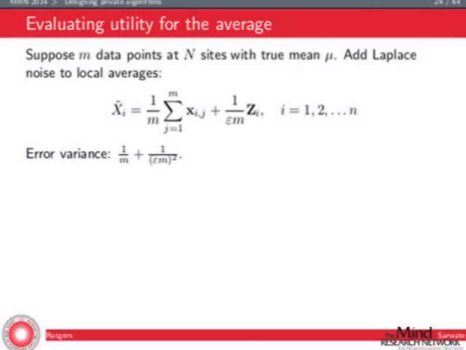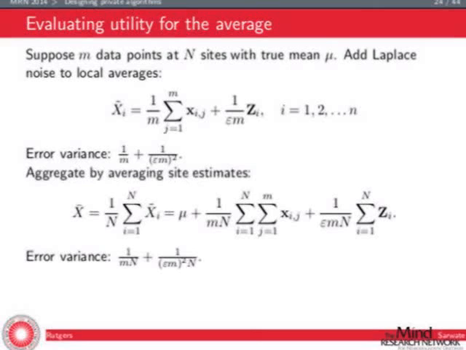So let's consider this case where you have multiple sites, and all I want is, say, the average activity level in some set of voxels in the brain, from different sites. So I average over subjects in each site. Each site could take a local average of their data, the activity, and then add their own noise. Then I can compute the error variance of their own local estimate, which scales like 1 over n and 1 over epsilon n squared.